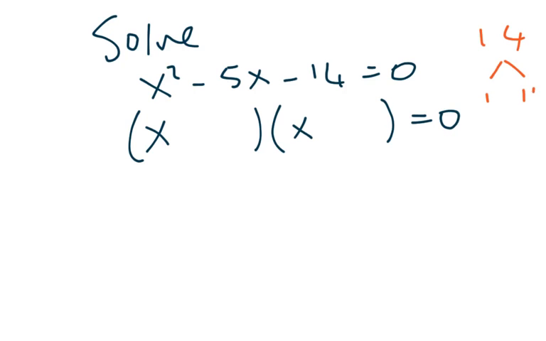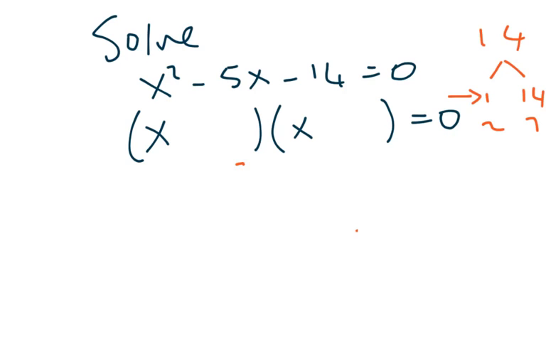The possibilities are 1 and 14 could go there. 2 and 7 could go there. Or it could be 7 and 2. Or it could be 14 and 1. Those are all the different possibilities. All right, so I'll just rub them out of the way for a second. And then what you're trying to do is work out which of these pairs are going to add up to give me 5. Well, 1 and 14 don't, because 1 plus 14 is 15. 14 minus 1 is 13. But 2 and 7, they look good.